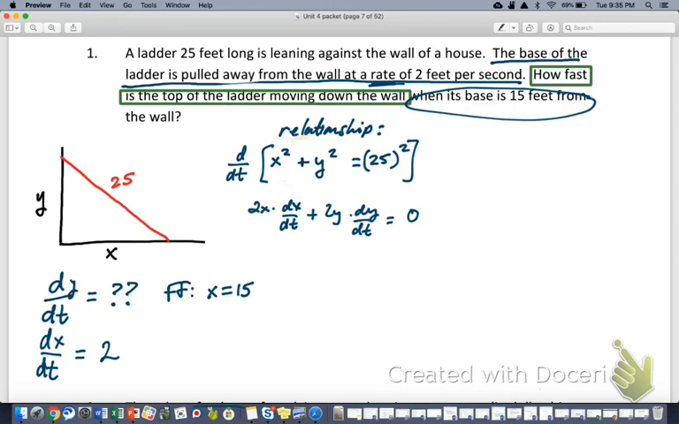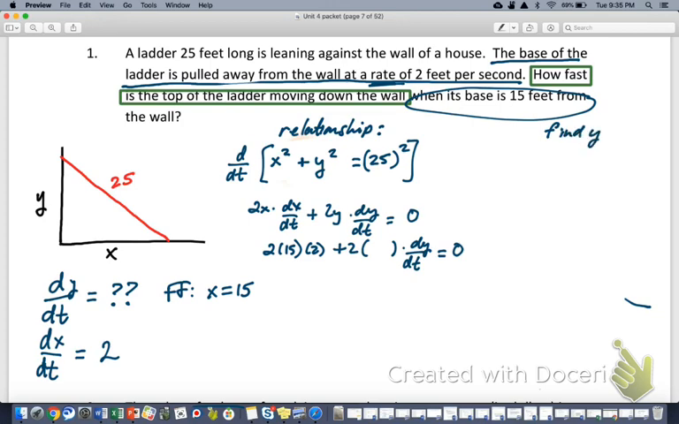Okay, so once I've pushed play, it's time to fill things in that I know. I know that my freeze frame moment is 15, so I'll plug a 15 in for x. I know that dx/dt is 2. 2y, well, I don't know y for the freeze frame moment. We can figure that out. And I know that dy/dt is what I'm trying to find. So how do I find the y? I will come over here to the right side.